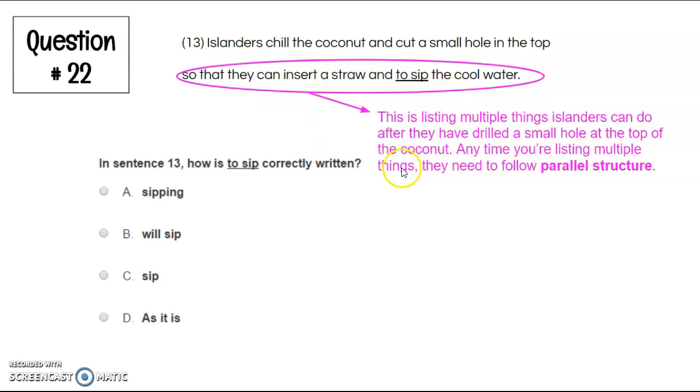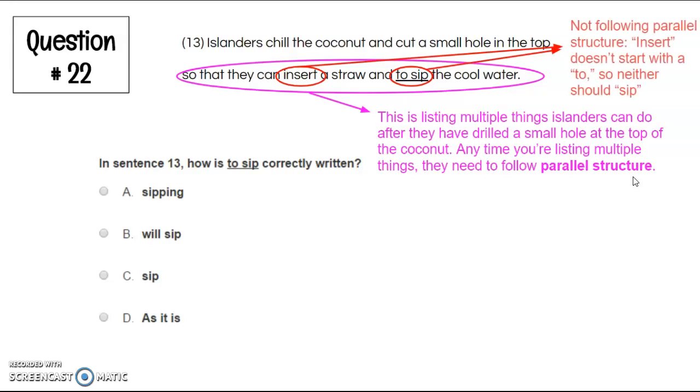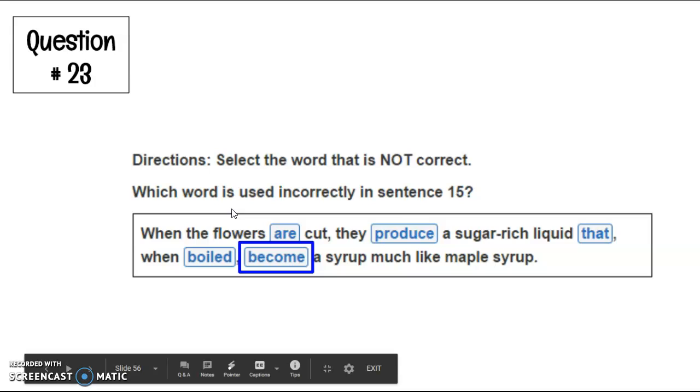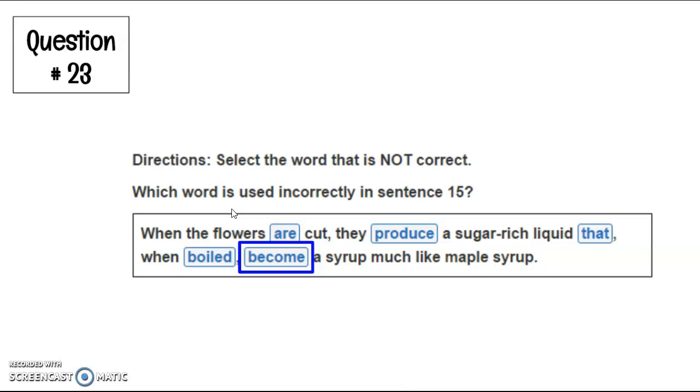Anytime you're listing multiple things, they need to follow parallel structure. Insert and to sip, they don't follow parallel structure because insert doesn't start with a "to," so neither should sip. And that's why C, the sip without the "to," is the correct answer. So that it matches insert without a "to." All right, question number 23. Which word is used incorrectly in sentence 15? So the answer is become.